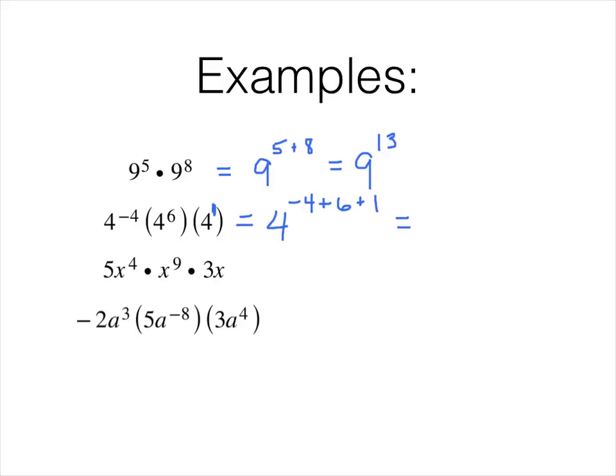Negative 4 plus 6 is 2, plus that 1, and that is what you guys will forget from time to time, so let's make a note of that now. When it's just a number without an exponent, make sure you think of the exponent 1. So negative 4 plus 6 is 2, plus 1 is 3, so that's 4 to the 3rd.